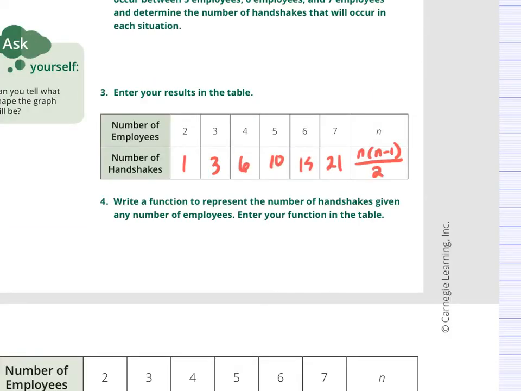Now, to get the equation that's over here, it's pretty difficult, so I went ahead and gave it to you guys at the bottom. But basically N represents the number of employees, so N times the number of employees minus 1. So for instance, if there were 8 employees, it would be 8 times one number smaller than 8, which is 7, divided by 2. If there were 10 employees, it would be 10 times one number smaller than 10, 9, divided by 2. So that's where I got N times N minus 1 over 2.